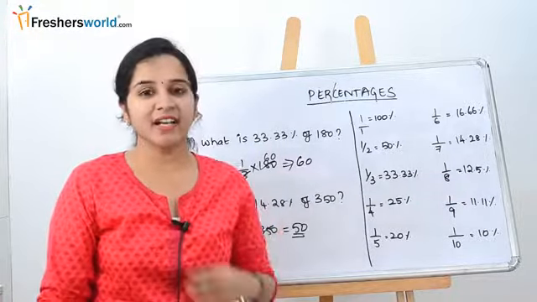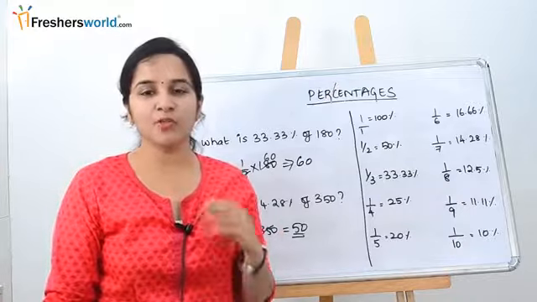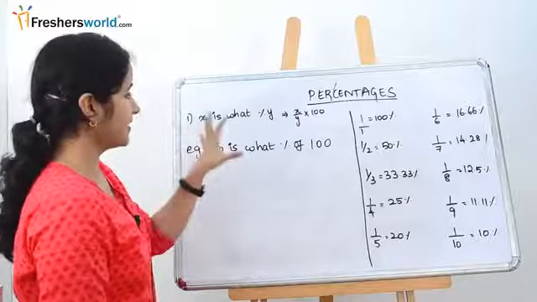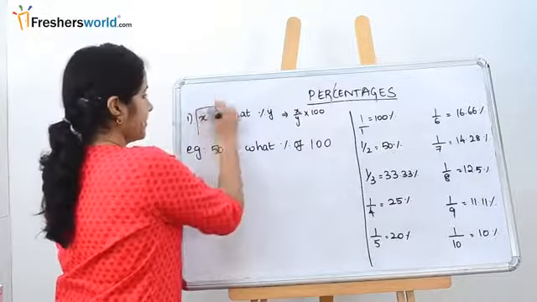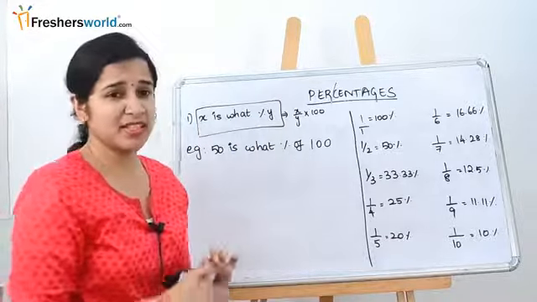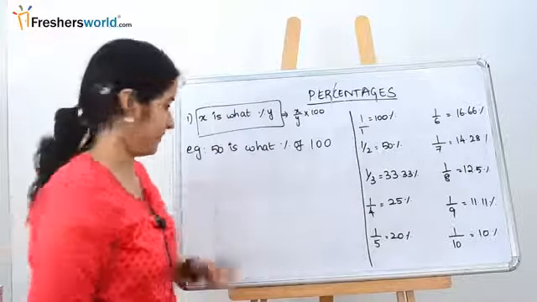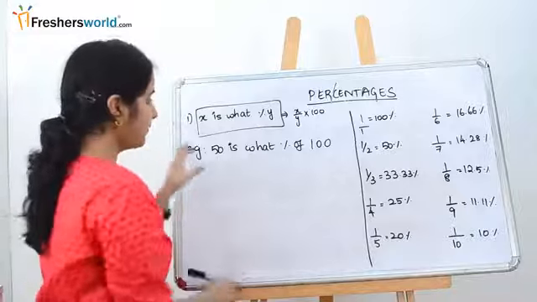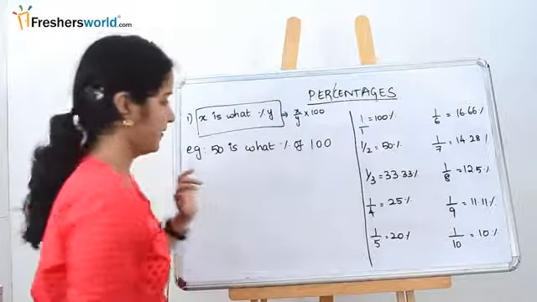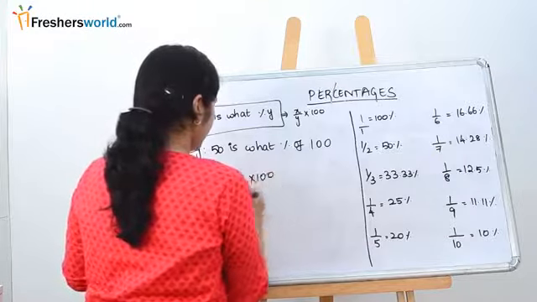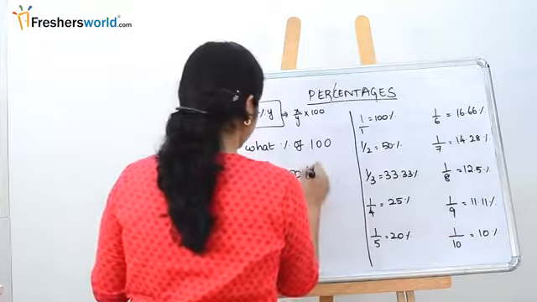Let's understand the other 3 basic problems that you might face in a percentages problem. The first concept is X is what percent of Y. This is a very basic problem you will see in any aptitude exam. It's nothing but X by Y into 100. Let's take a simple example: 50 is what percentage of 100? It's nothing but 50 by 100 into 100, nothing but 50%.